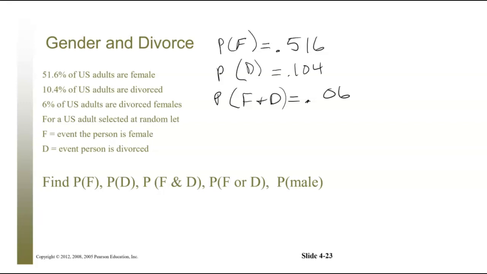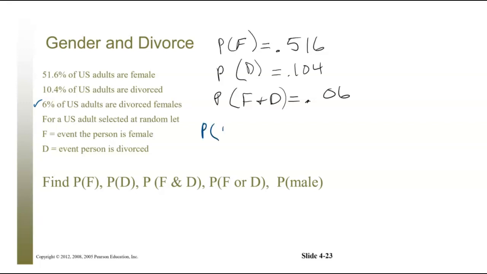So what's the probability of someone being divorced? Well, 10.4%. These are really old numbers, by the way, probably from, I think, 2011. 0.104. What's the probability of being female and divorced? Well, there it is. 6% are divorced females. So you have a 0.06 chance of being both divorced and female.